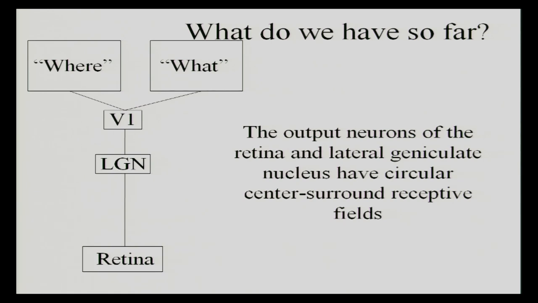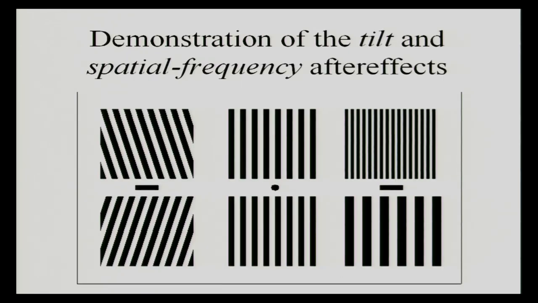And then the primary visual cortex mainly is sending its projections out into the pre-striate cortex, which is the dorsal and the ventral streams. And we'll see that in a few minutes. So we can actually do some perceptual experiments that tell us lots of things about how the brain works.